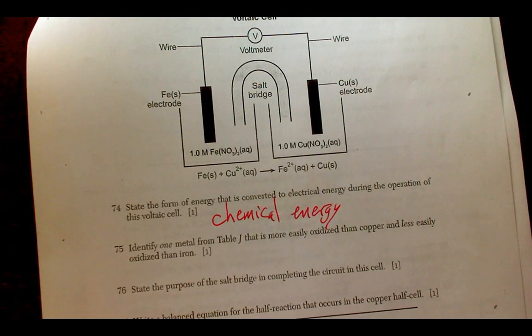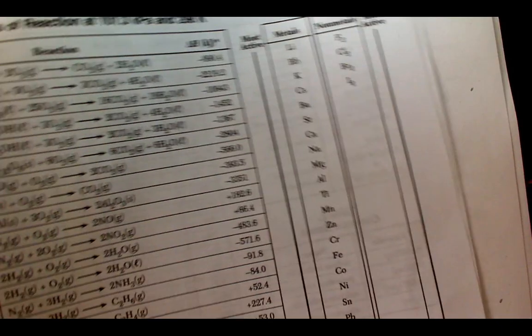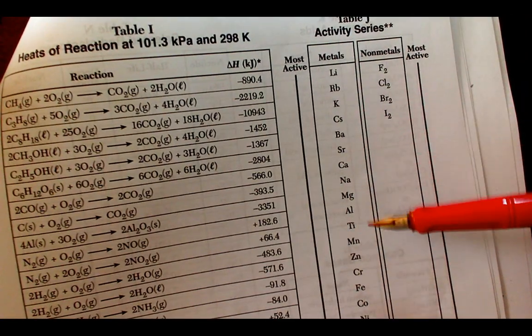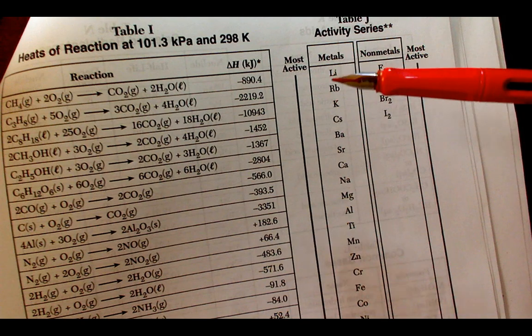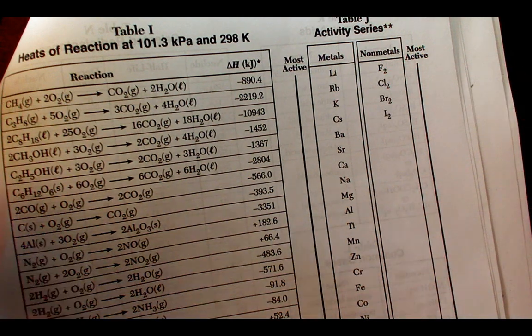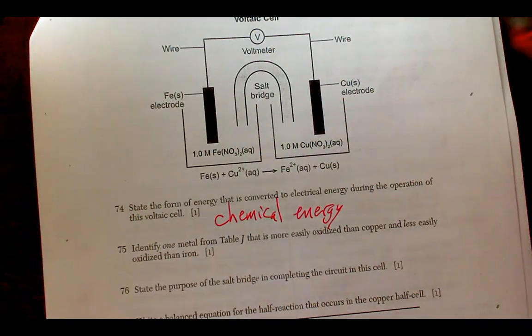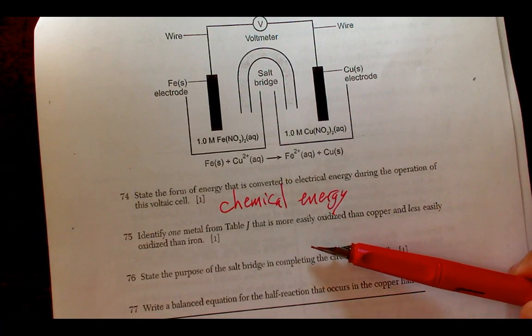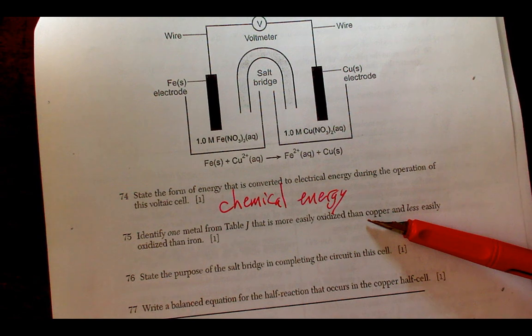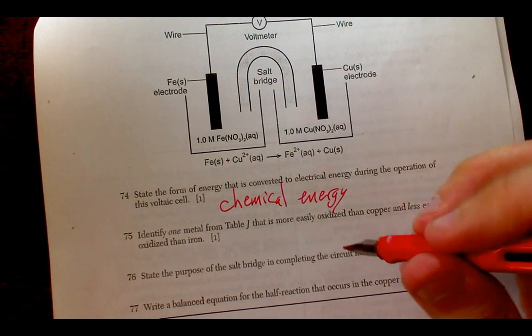So remember on Table J, it says Table J, so we should be automatically turned there anyway, but let me flip back to Table J. Table J is where all these metals are listed, and remember the higher up a metal is, the more easily oxidized it is. The lower down, the less easily oxidized it is, or the more easily reduced. So if this is saying it wants a metal from Table J more easily oxidized than copper, it means it's going to be higher than copper.